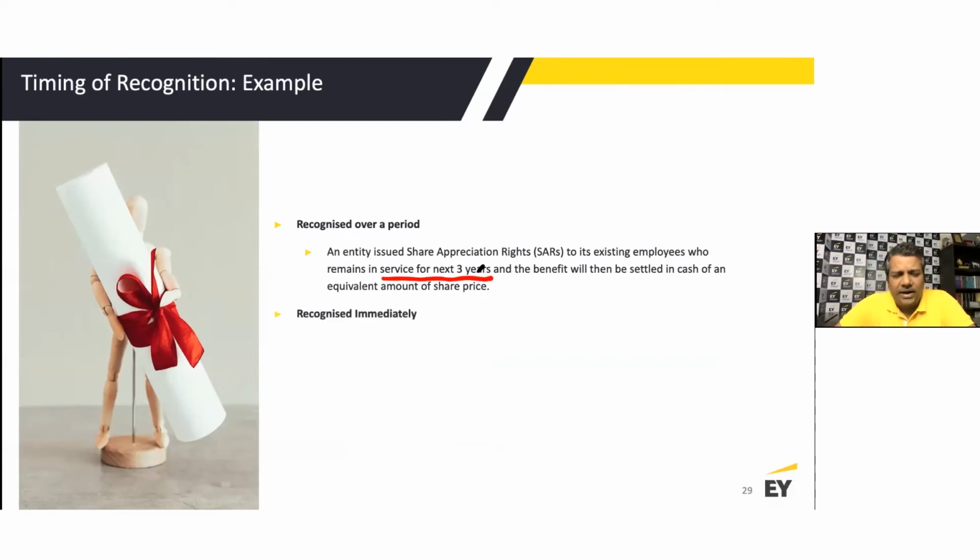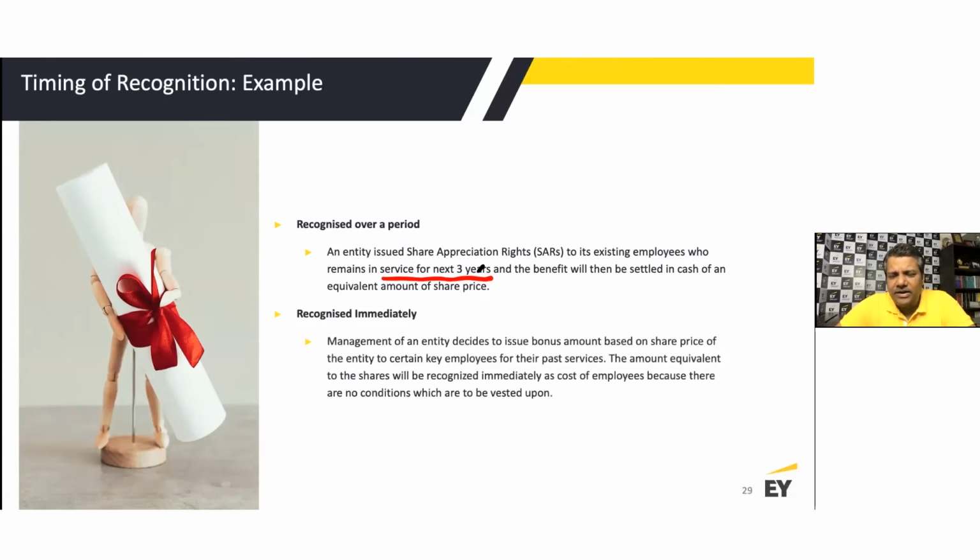Recognize immediately, if you are giving this benefit as a result of your past actions or past contribution. A management of an entity decides to issue a bonus amount based on the share price of the entity to certain key employees for their past services. That means there is no obligation for continuous employment. The amount equivalent to the shares will be recognized immediately at cost of employees because there are no conditions which are to be vested upon. These are vested shares which are given to those employees.